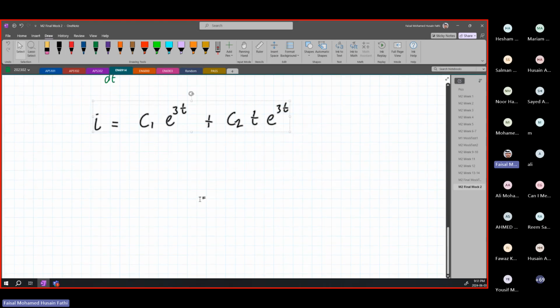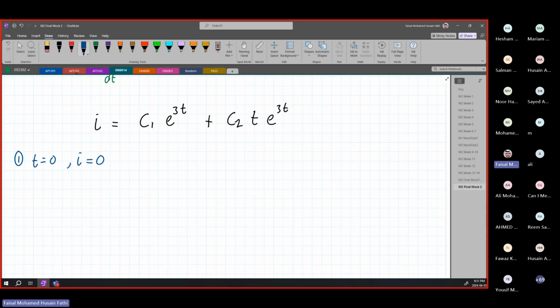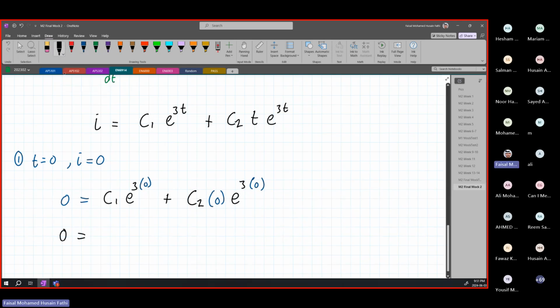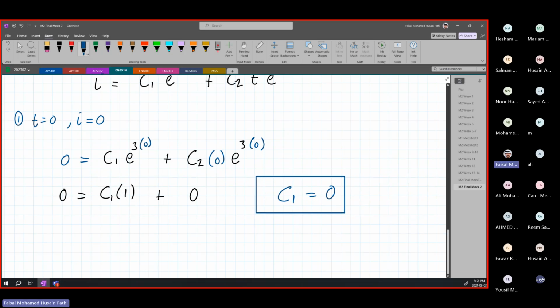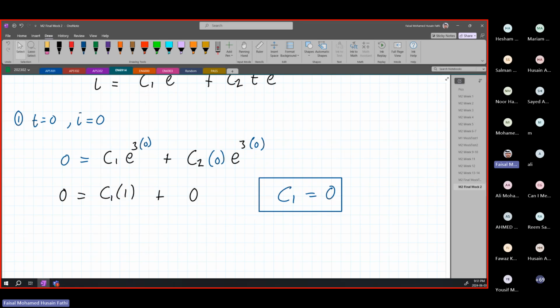So for the first case, we know that t equals 0, I equals 0. We're going to substitute: 0 is equal to C1 e to the power of 3 times 0 plus C2 times 0, which is for t, e to the power of 3 times 0. If you notice here, we're going to have 0 on the left side. E to the power of 0 is 1, so it's just C1 times 1, plus C2 times 0 is 0, so this entire value becomes 0. So in other words, C1 is equal to 0. This is the first value that we have found, that our C1 value is equal to 0.